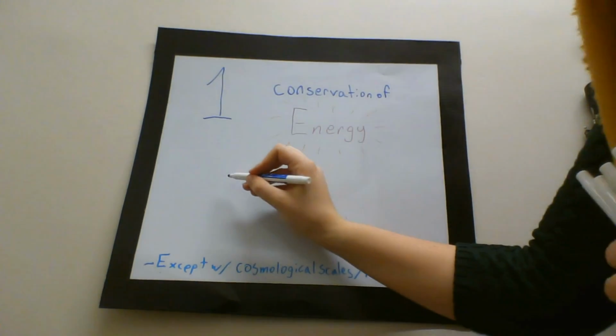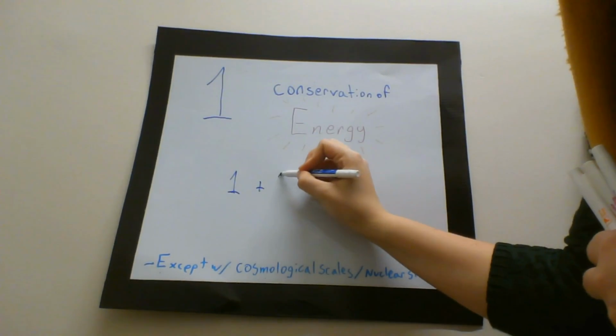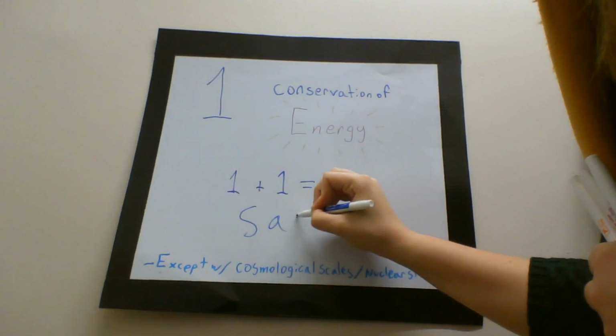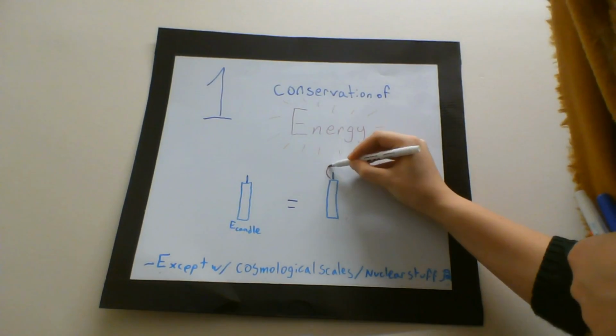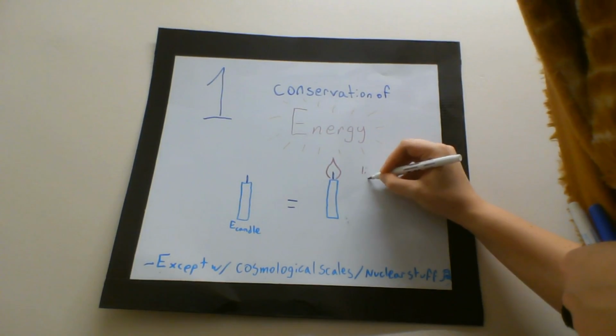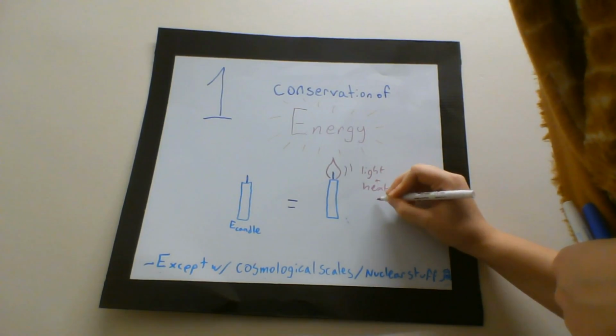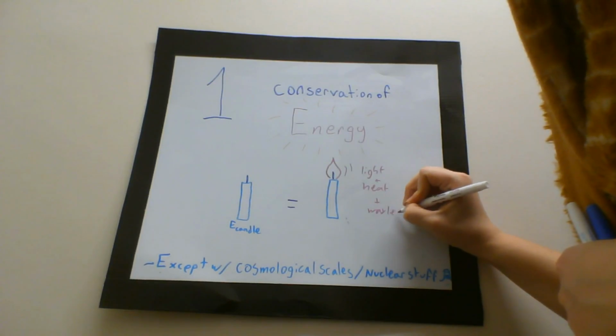The first law is conservation of energy. That is, when energy passes into or out of a system, the system's internal energy changes equally. So, when you light a candle, the energy that is stored in the wax that is being burned is the same as the energy released by the light and the heat of the flame when it burns.